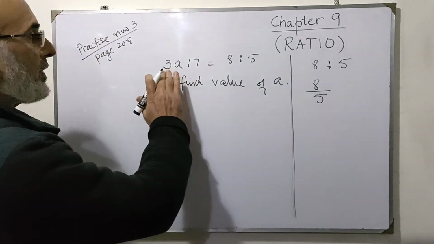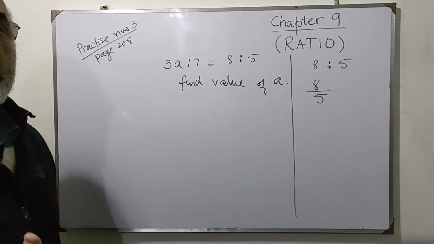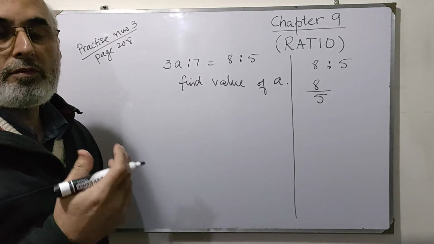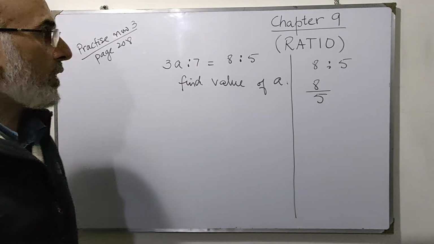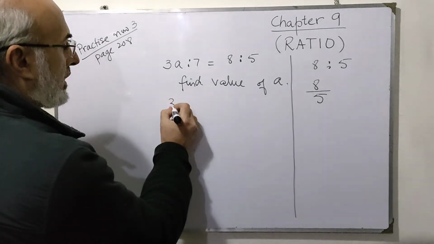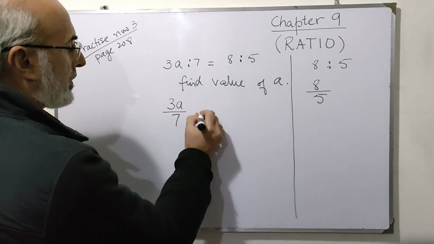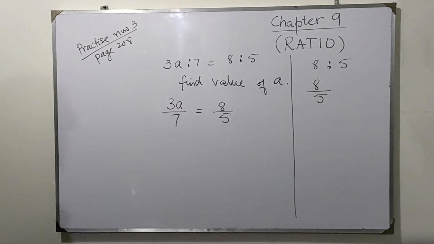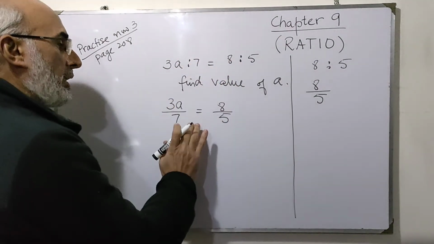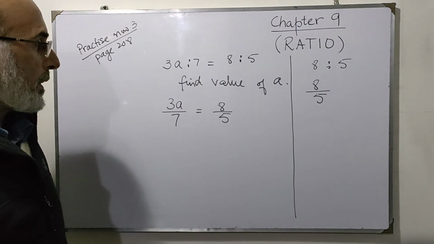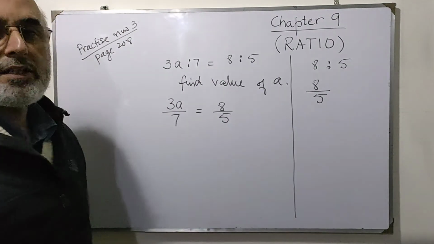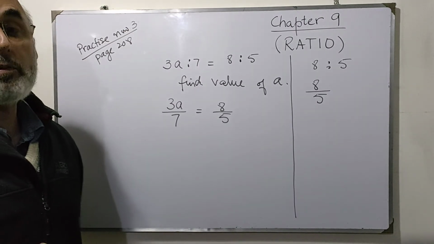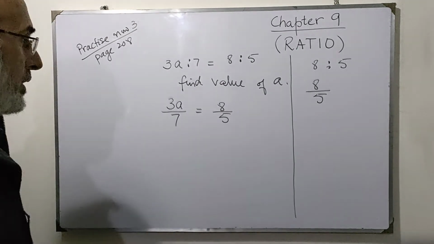Okay, and if we are in an equation and we have two ratios and we have to find the value of an unknown, so what are we going to do? I am going to write 3a divided by 7 equals 8 divided by 5. Okay, now this is converted to this. When we have this form, it is very simple, and we know that we can cross multiply and it will be very easy to find the value of the unknown. So we are going to do the same.